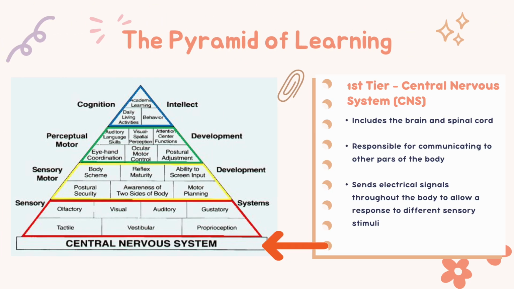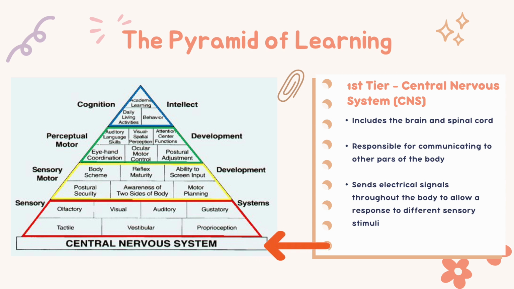This is the pyramid of learning, which is essentially an illustration that represents the foundational skills that support academic learning. Those foundational skills are represented at the base of the pyramid, and each skill above is supported by those below. So as those lower tiers develop, the more effectively a child will be able to attain the higher level skills that support their learning.